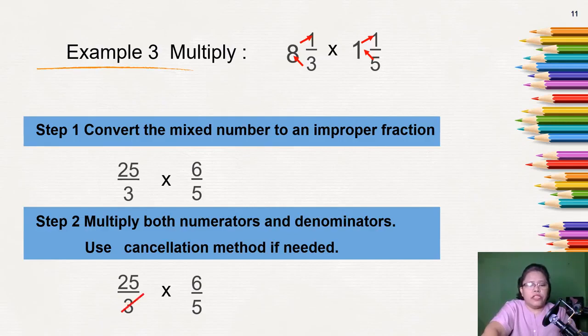Okay? So cancel natin ang 3 divided by 3, that is 1. 6 divided by 3, that is 2 dahil may dalawang 3 sa 6. And then 5 divided by 5 is 1. 25 divided by 5 is 5. So, ang natira ngayon is 5 and 2 sa taas and 1 sa baba. Okay, so this is now 5 over 1 times 2 over 1. And the answer is 10 over 1.